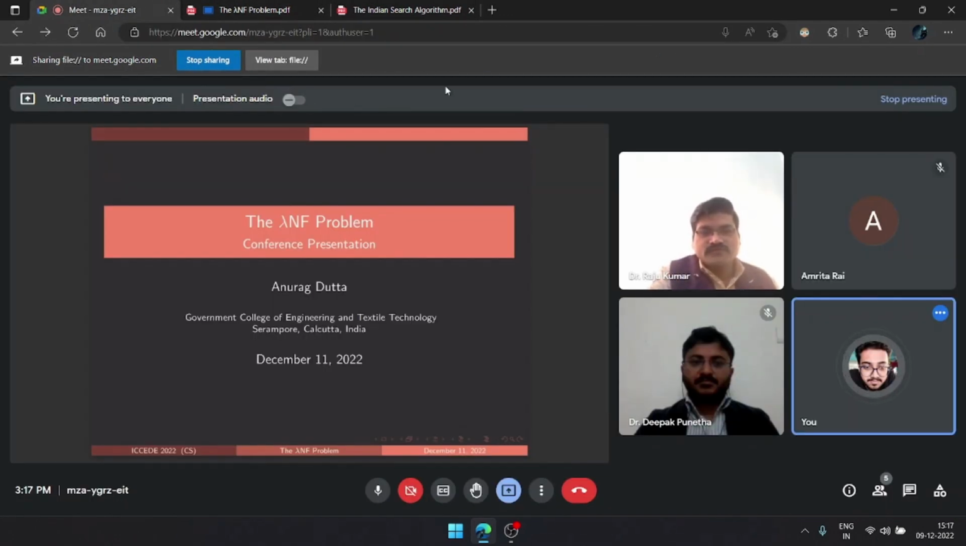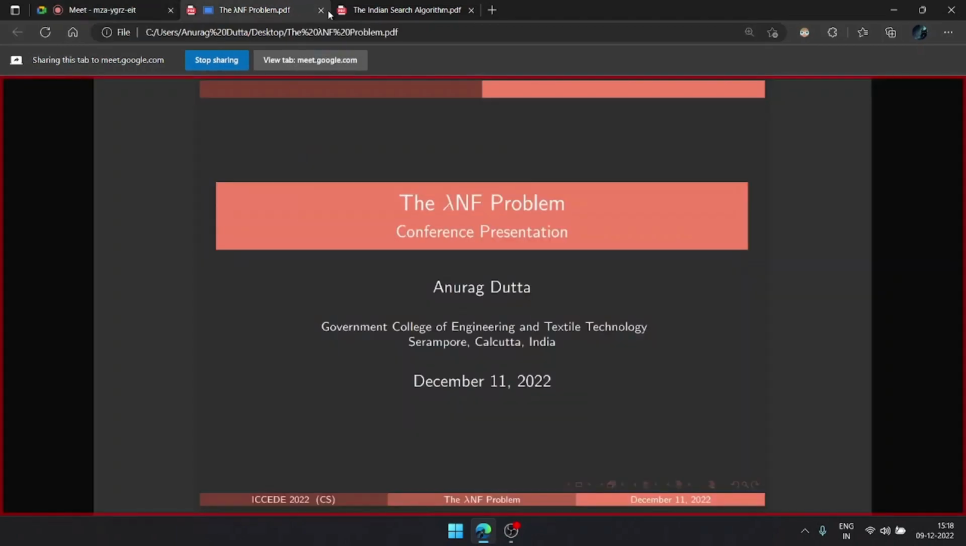Sir, is the screen visible? Yeah, visible. Okay, sir. So, good afternoon, everyone. I am Anurag Dutta. I'm going to present the paper, the lambda NF problem, at the conference ICCEDE. Currently, I am an undergraduate at the Department of Computer Science and Engineering at Government College of Engineering and Textile Technology, Serampore. So, let me begin with the paper presentation.